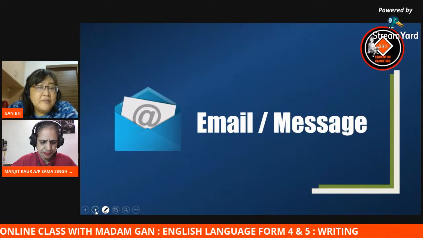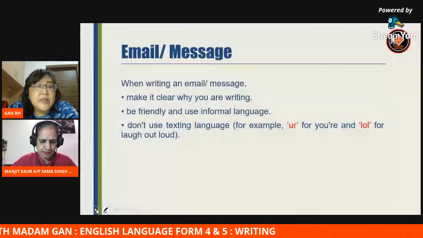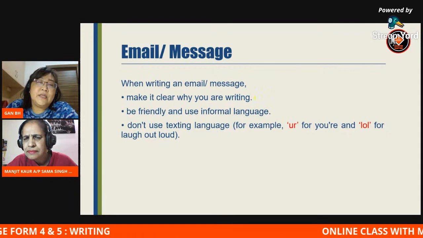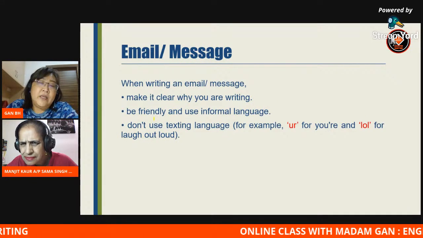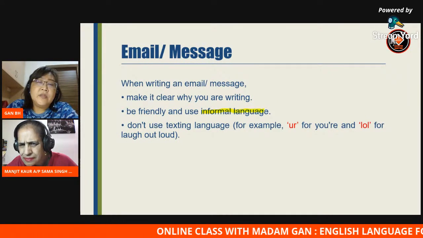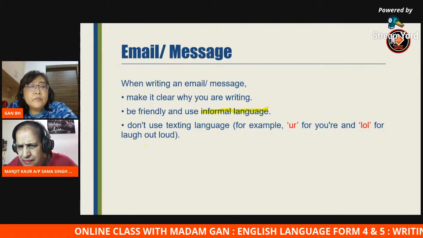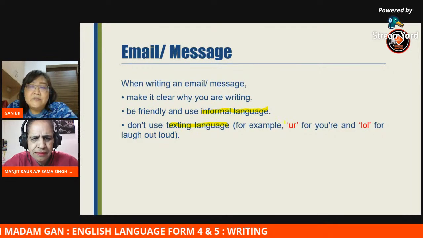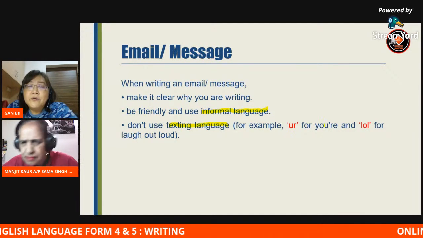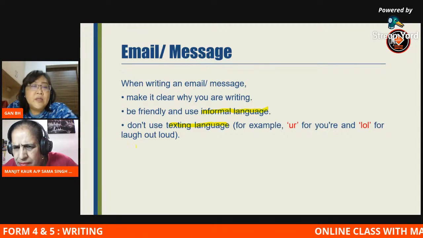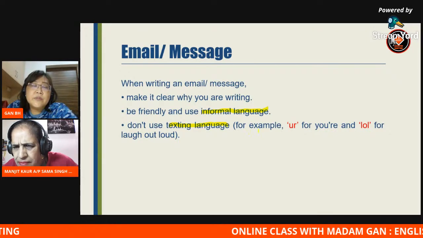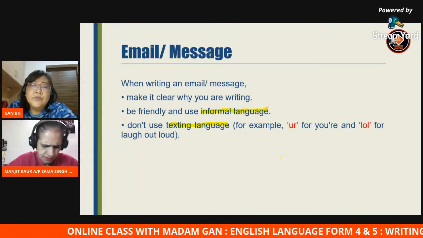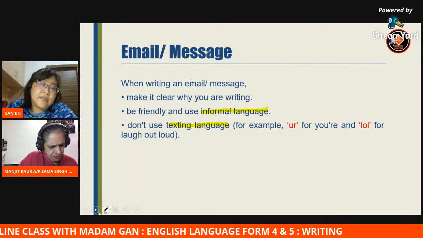We are looking at email or message. To write an email and message, remember that you have to make it clear why you're writing. And then you have to be friendly. And then you need to use informal language. Okay? But remember, don't use texting language. For example, you use UR for your and LOL for laugh out loud. You're not supposed to use texting language. Or instead of writing YOU for you, you write you only. So these are not allowed.